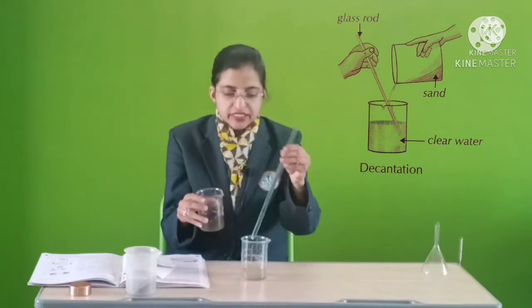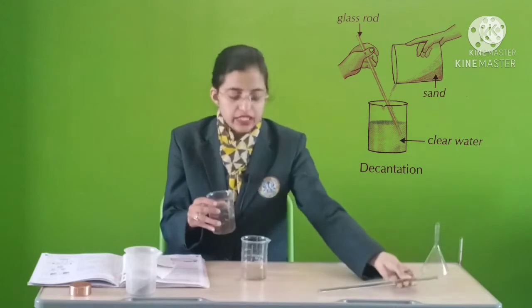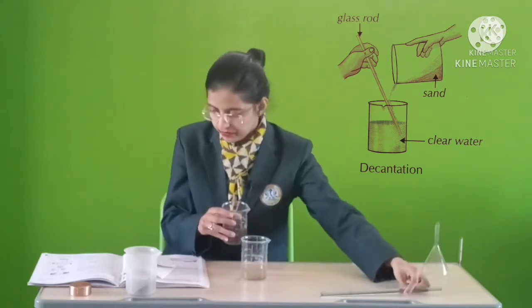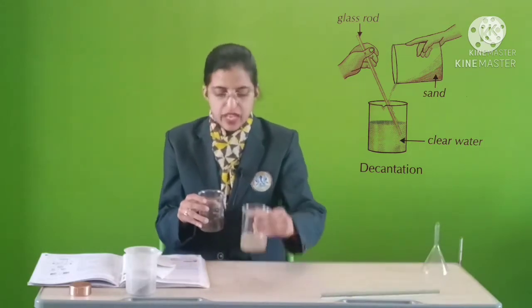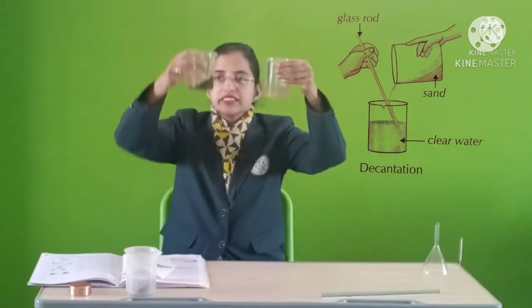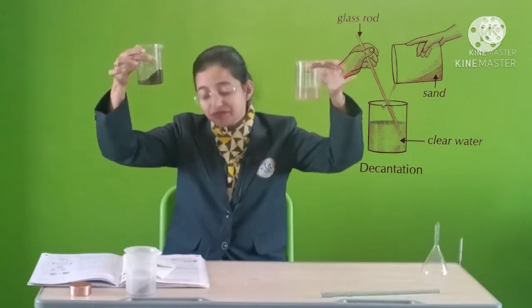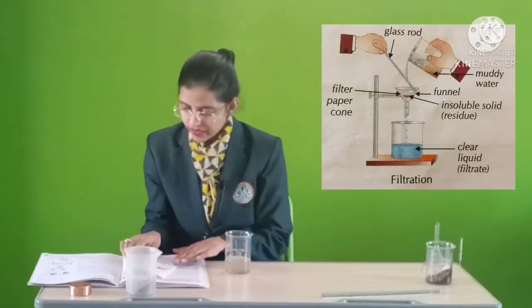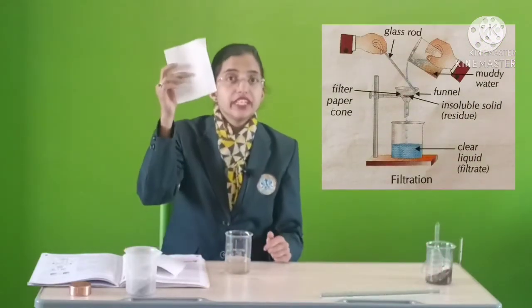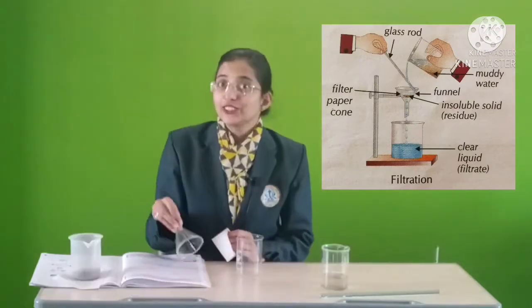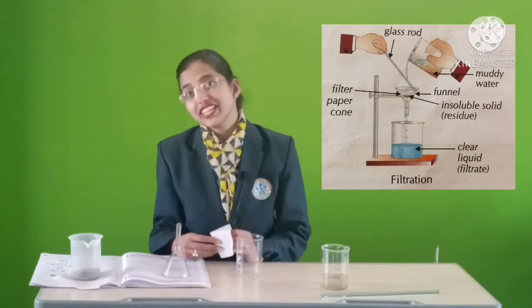See, this process is decantation. देखो, I got water and this is my impurities here. Both are separated. And now comes our last step, that is filtration. In filtration we need a filter paper. So now we are ready for filtration.